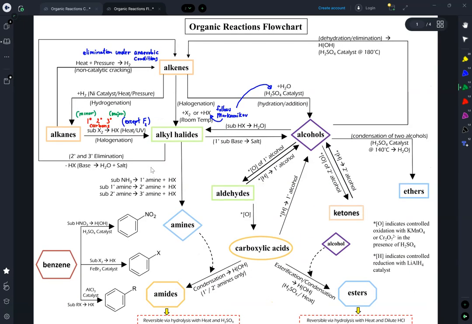So that wasn't too bad. Congratulations, we have now covered this part of the flowchart. In our next video, we will look at the remaining organic reactions you are responsible for.